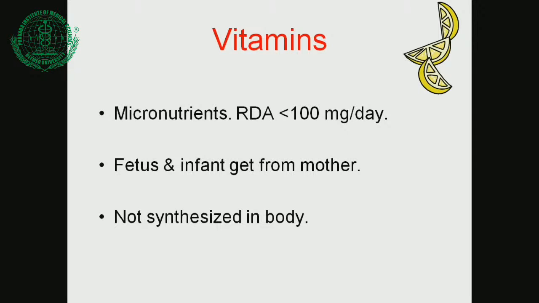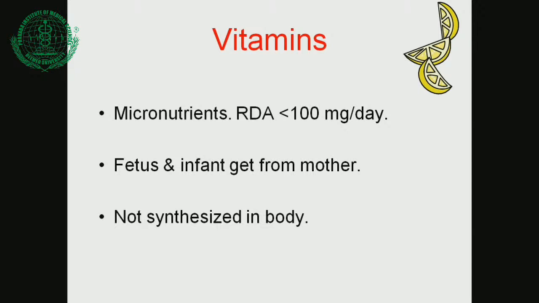The fetus and infant usually get vitamins from the mother for the first 6 months, because the child is fed exclusively on breastfeed. So from mother's breast milk, the infant gets vitamins up to 6 months. But after 6 months, if complementary feeds are not started, then breast milk is inadequate, so the child may develop vitamin deficiencies.